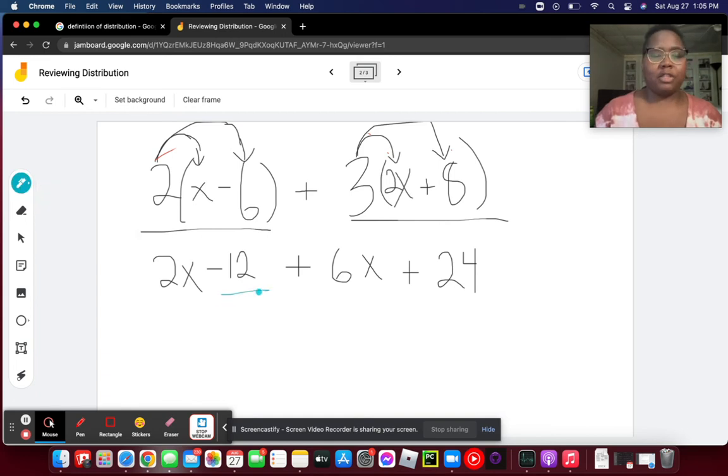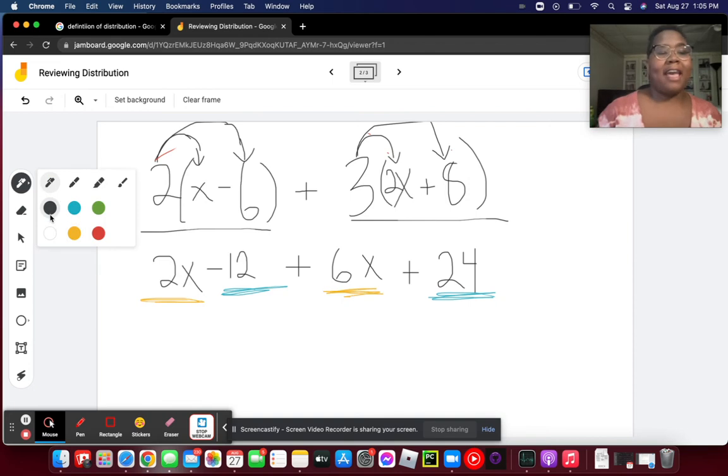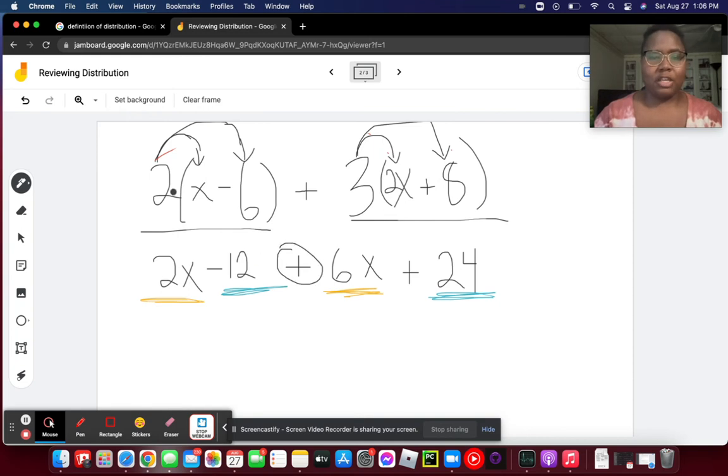Now we have this expression. This expression isn't as clean as we can get it, because we can combine like terms. Like terms are terms that have the same variable attached to them in the same amount of powers. You'll see why I specify that on the next example. But here we see that 2x and 6x both have an x attached to them. So we're going to add them because the operation here is addition in front of the 6x. So 2x plus 6x equals 8x's.